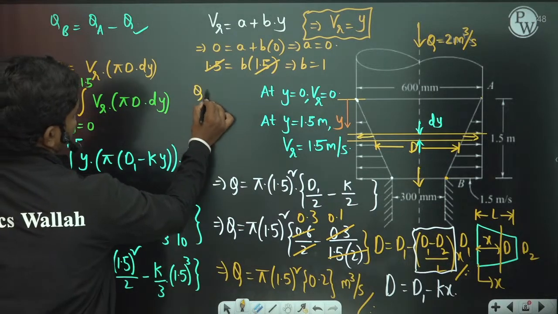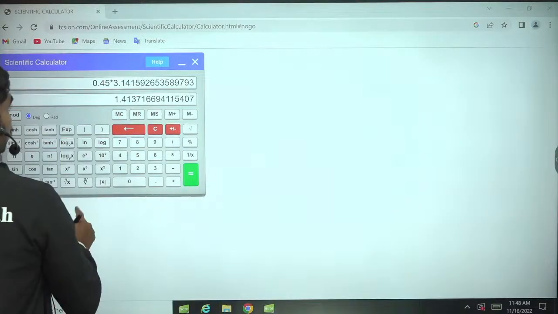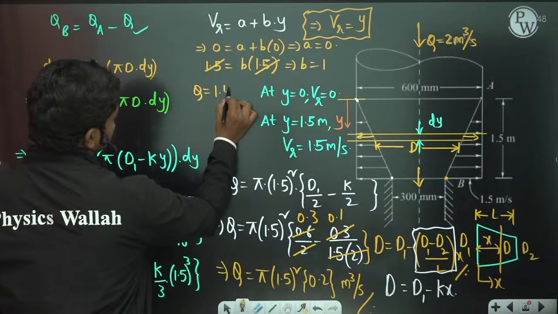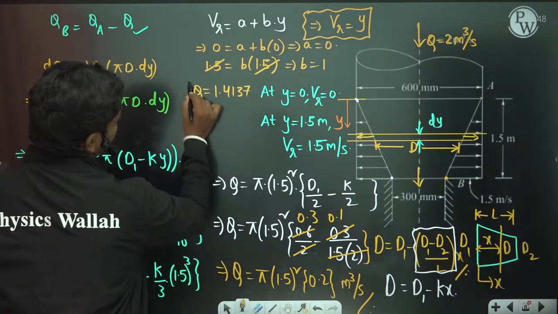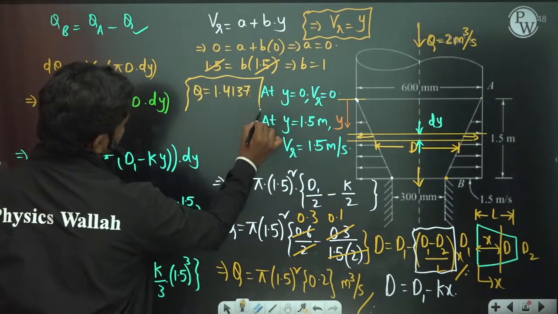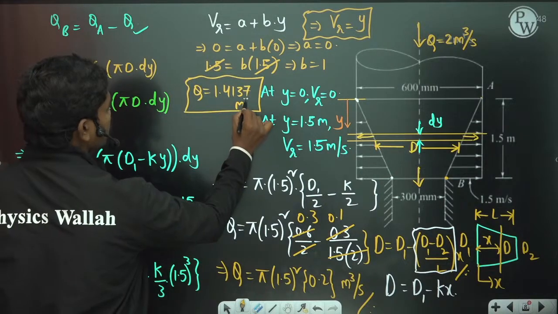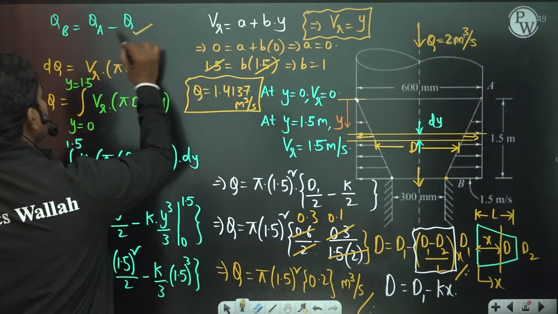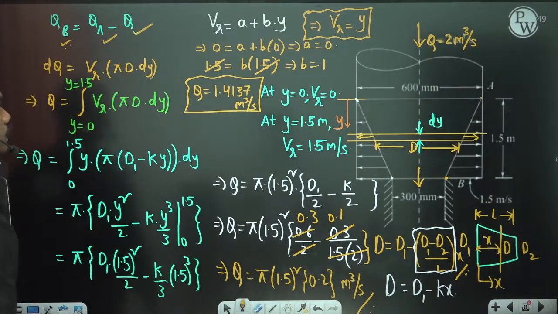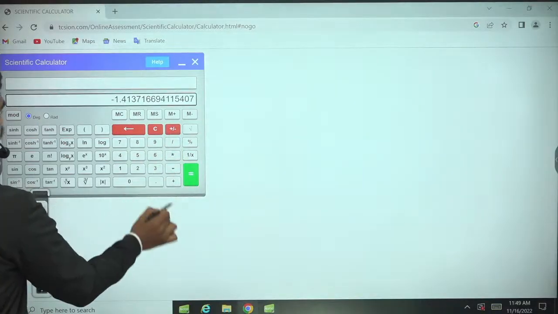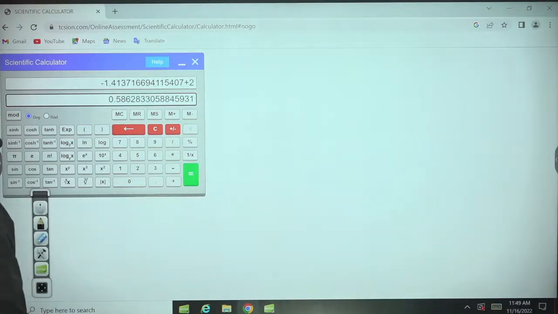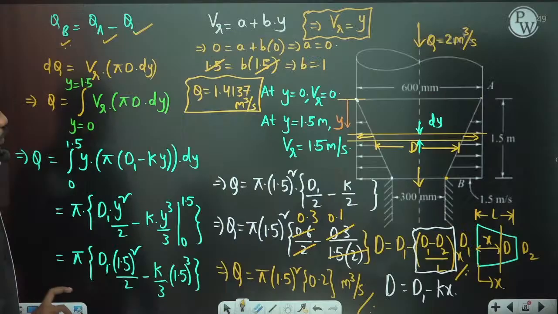So Q is equal to 1.4137, which is in meter cube per second. So Q_A we have identified, Q_A is known, so Q_B can be calculated directly. This has to be subtracted from the total 2 meter cube per second, so 0.5862 meter cube per second is the flow that actually comes out.